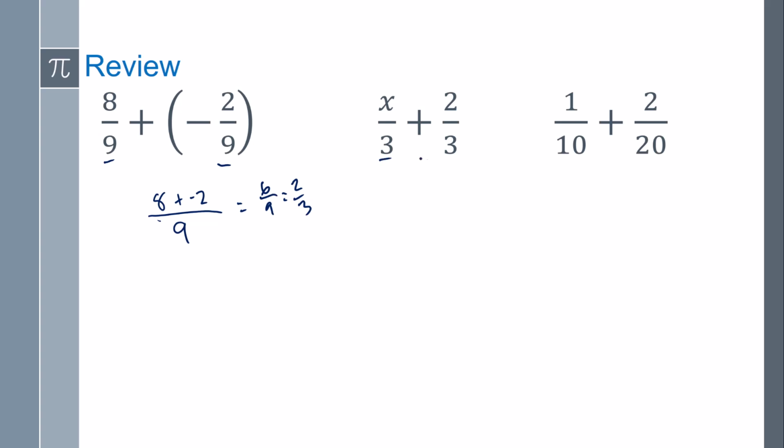For this next one, the denominator needs to be the same. Then you can combine it into one fraction, and combine the tops together. Now nothing reduces, and so that's going to be our answer.